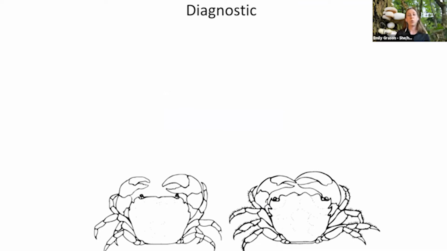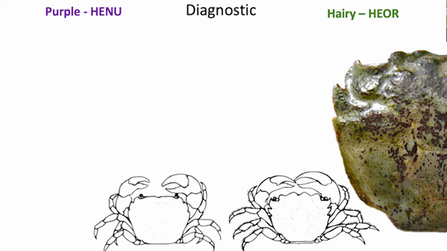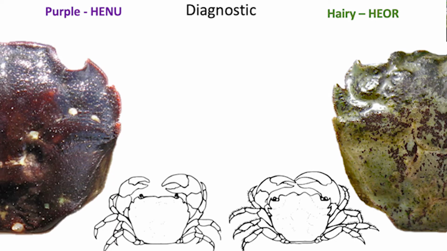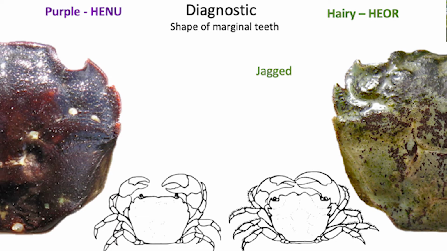So we use two diagnostic features for hairy and purple shore crabs. Hairy shore crabs, here, will be on the right side of our screen, and purple shore crabs will be on the left side. The first diagnostic feature we usually emphasize is the shape of the marginal teeth. Both hairy and purple shore crabs have three marginal teeth, but the shape of those teeth is distinctive in a consistent way between the two species. The hairies have what we call jagged marginal teeth. They jut forward and outward relative to the crab's shell, almost like the teeth of a jagged saw.